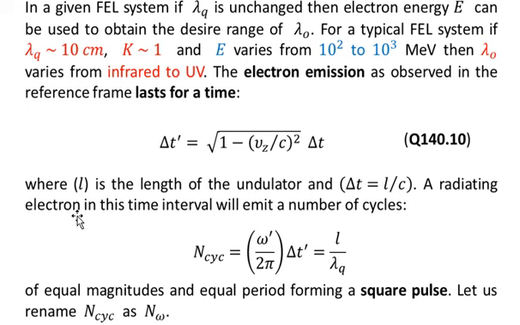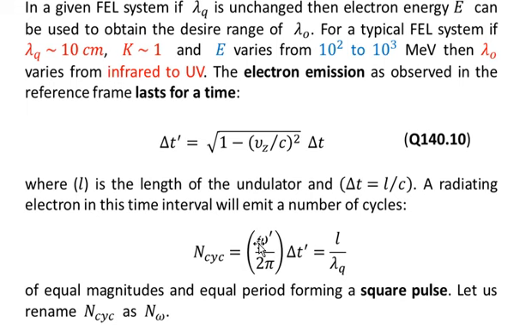A radiating electron in this time interval will emit a number of cycles, and the number of cycles emitted by the electrons in this interval will be given by n cycle, the number of cycles, equal to omega prime over 2 pi multiplied by delta t prime.